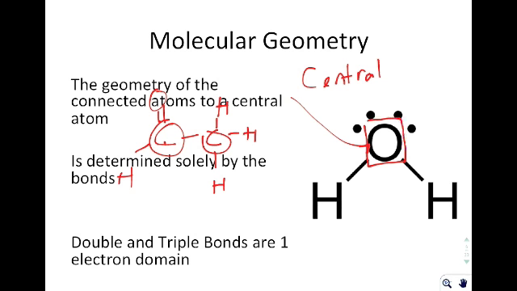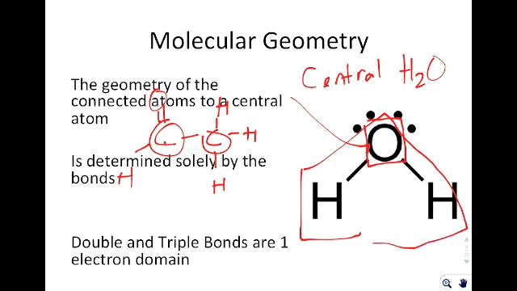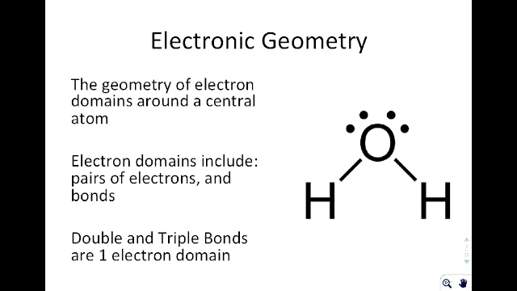Now the molecular geometry is determined solely by the bonded atoms. So if I were to look at the molecular geometry here for water, I would look solely at the H, the O, and the H. I would not look at the lone pairs at all. That's what we call molecular geometry. Molecular geometry is determined only by the connection of the atoms that are there. Whenever you have a double or triple bond, that still refers to what we call one electron domain. We'll talk a little bit more about that later.